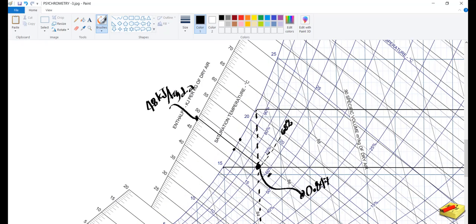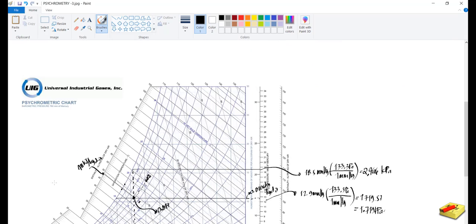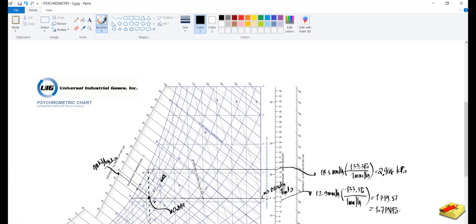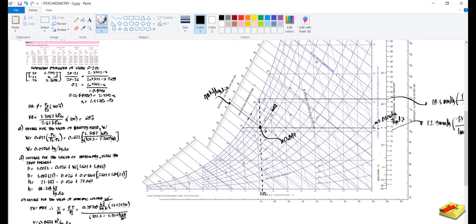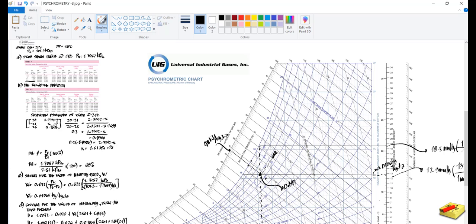So you will see how convenient it is using the psychrometric chart. It is very convenient for determining and comparing the values. If we're trying to get the exact value, we can use the calculation. If we want an estimated value, we can use the psychrometric chart, which makes it very easy to plot the lines and the curve to determine the values.